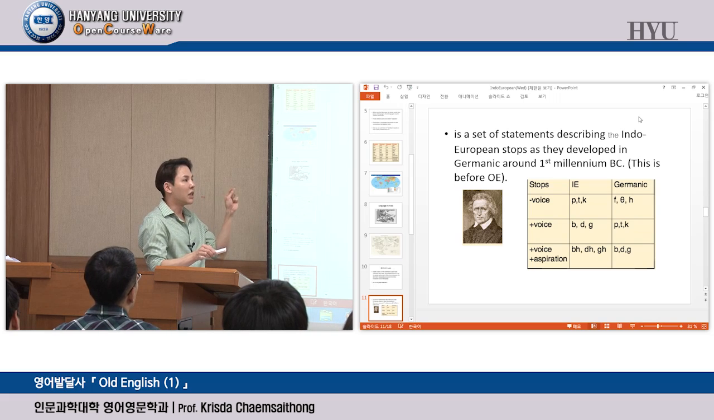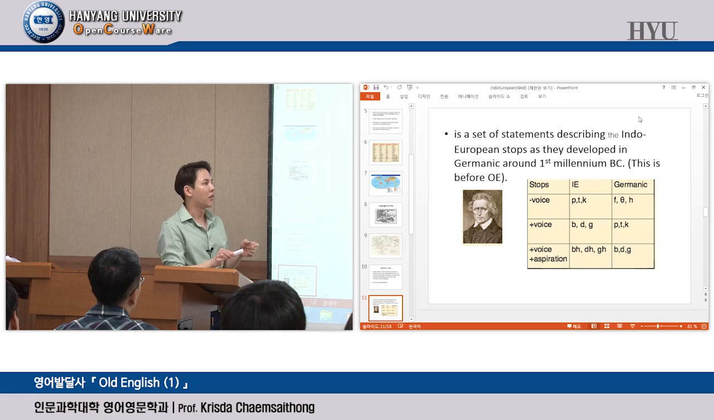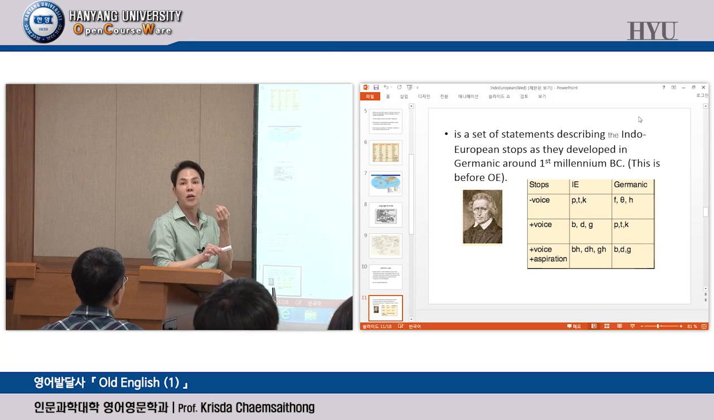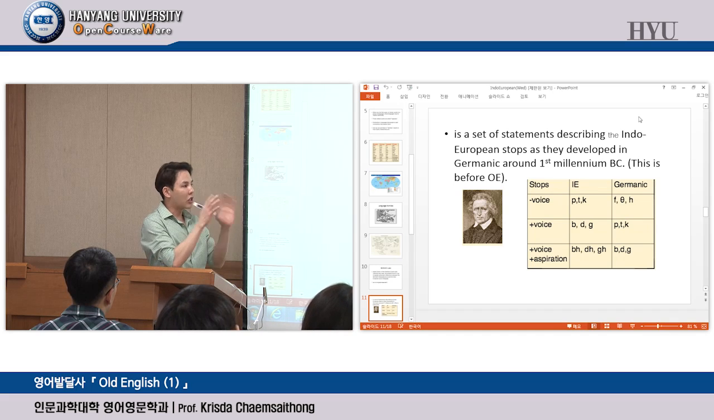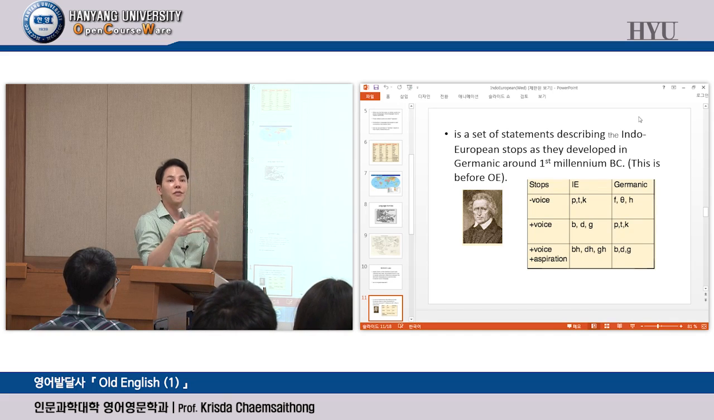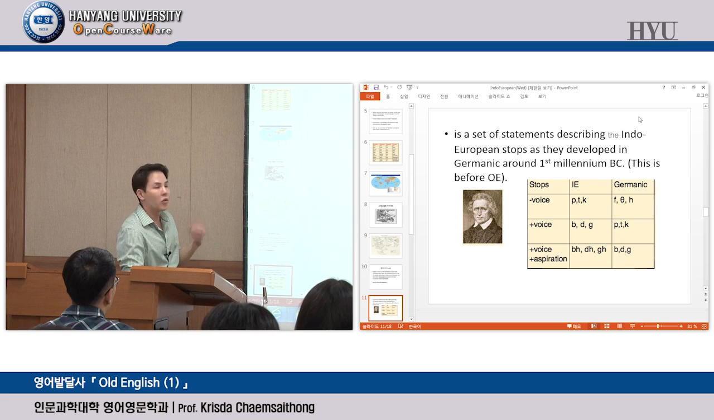Notice they are in the same place of articulation. P is labial, F is labial. So the only thing that changes is the kind of sound, from stop to fricative. We call it fricativization, in the same place of articulation. T is dental, TH is dental, K is velar, H is glottal, but still a close place. So it makes sense to change that.